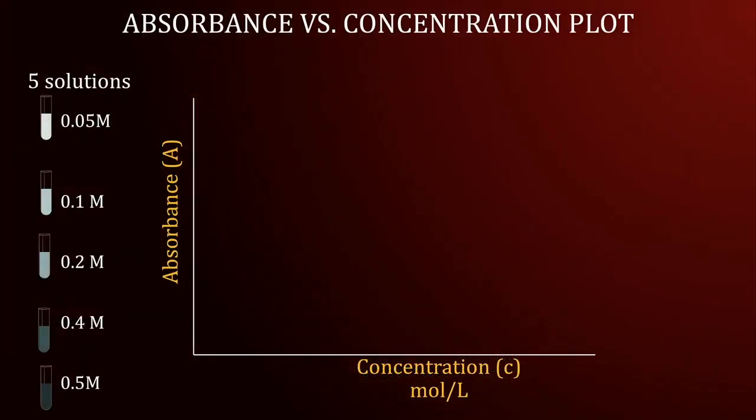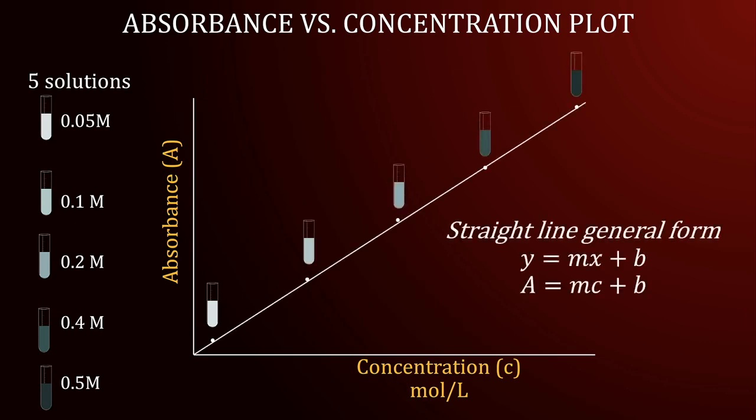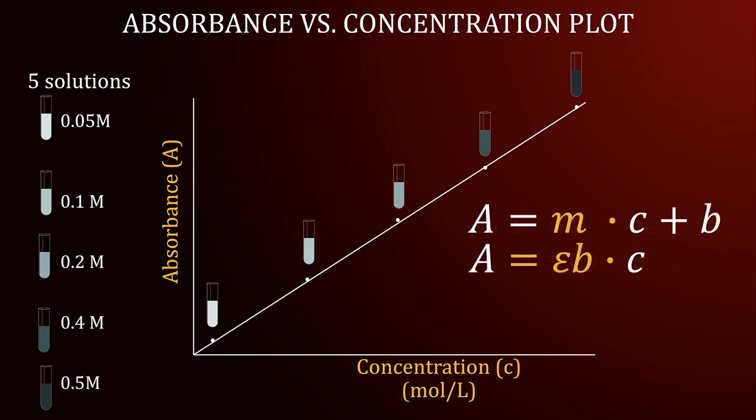Beer's law shows that if we plot the absorbances of solutions against their concentration, that is, if the solutions follow Beer's law, there is a linear relationship between the two variables. Since this plot follows the general form of a straight line, we see that the slope of the line corresponds to the product of the molar absorptivity constant and the path length through the sample. We will utilize this mathematical relationship in our lab.